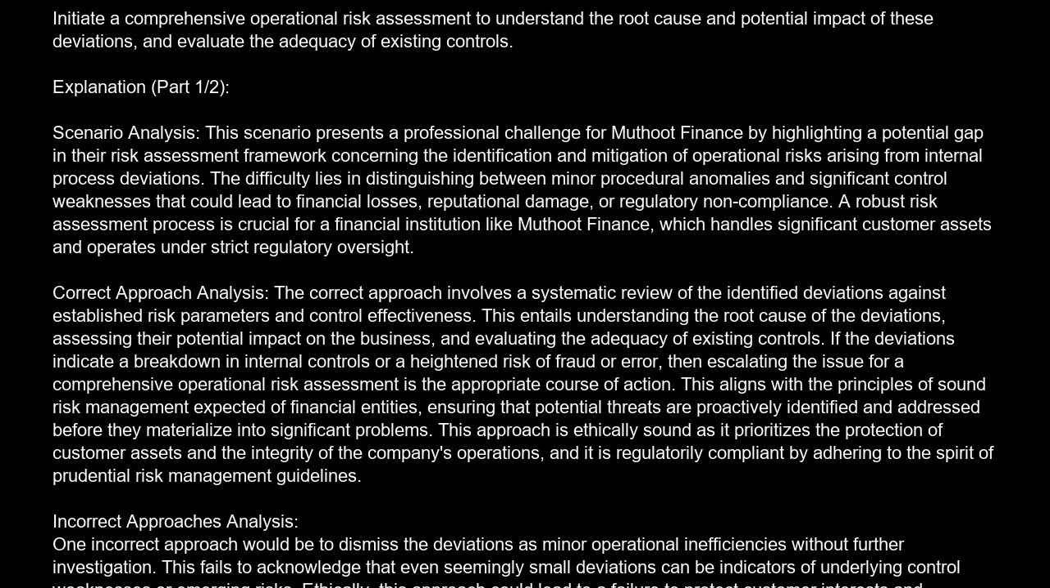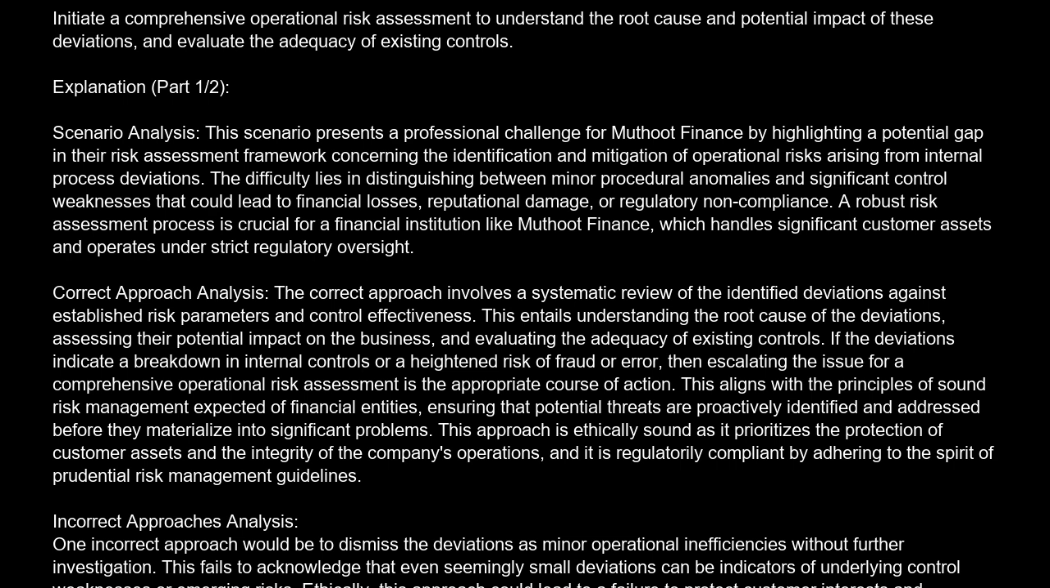Correct answer is B. Initiate a comprehensive operational risk assessment to understand the root cause and potential impact of these deviations and evaluate the adequacy of existing controls. Explanation. Scenario analysis. This scenario presents a professional challenge for Muthoot Finance by highlighting a potential gap in their risk assessment framework concerning the identification and mitigation of operational risks arising from internal process deviations.